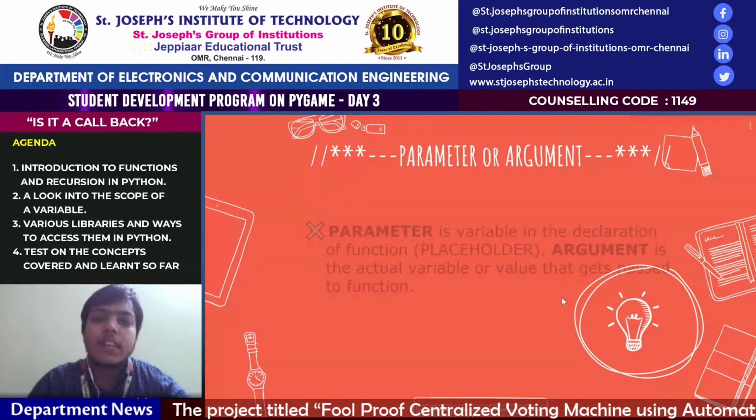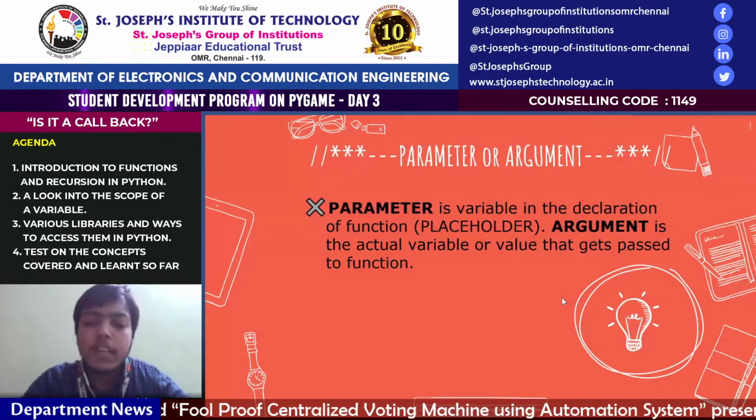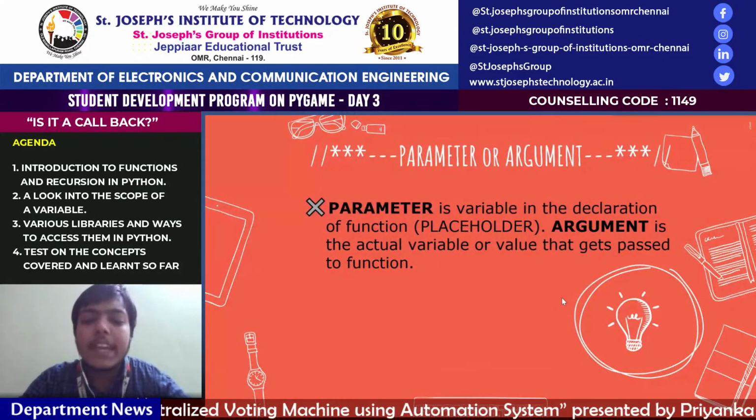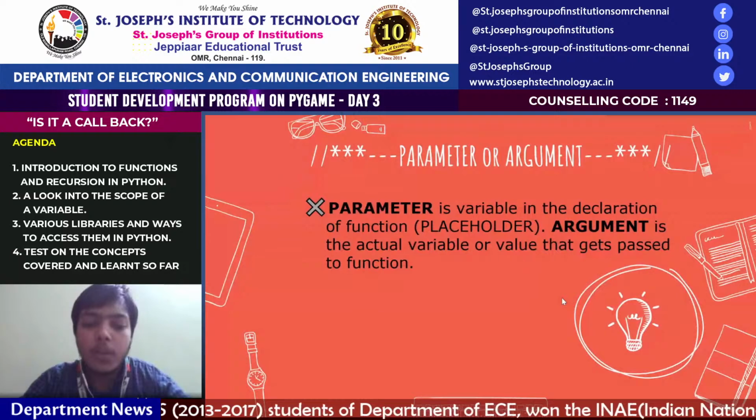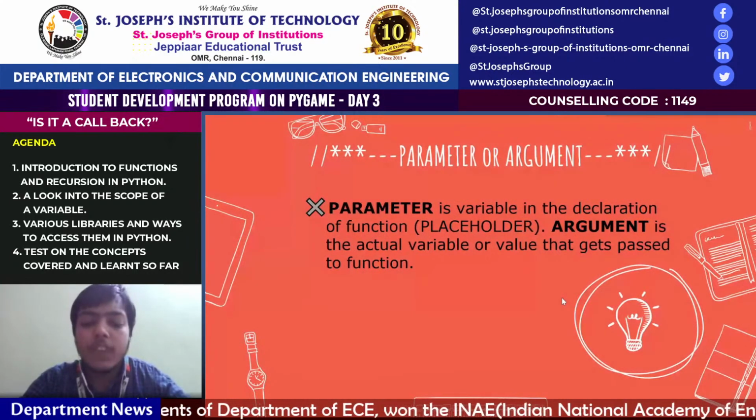Another important thing is that parameter and argument can be used for the same thing: information that is passed into a function. From a function's perspective, the only difference is that a parameter is the variable listed inside the parentheses in the function definition. An argument is the value that is sent to the function when it is called.